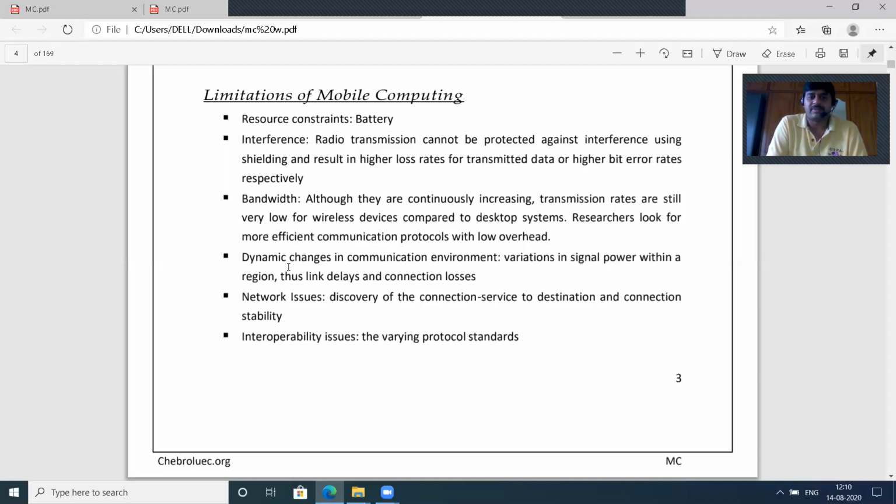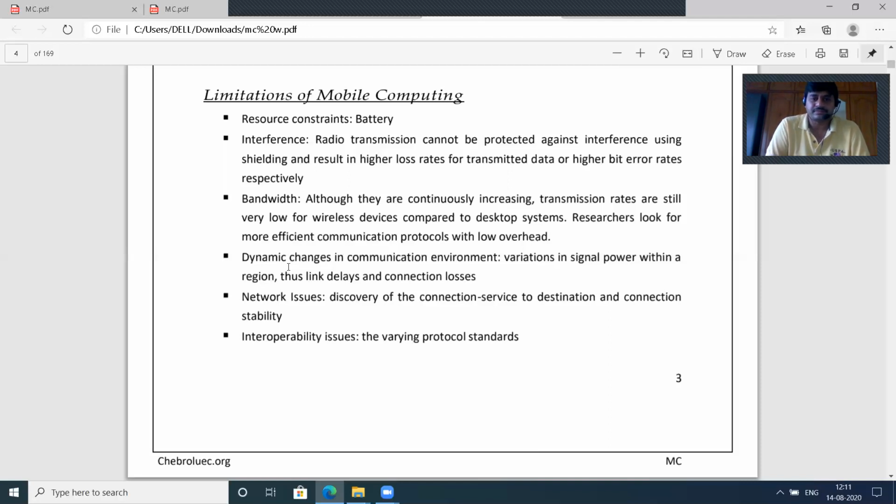Next, dynamic changes in the communication environment. Dynamic changes mean variations in signal power. In some places we may get a strong signal, and in some places a weak signal, depending on the region. Thus there are link delays and connection losses. Sometimes the signal is weak and the connection may be lost.